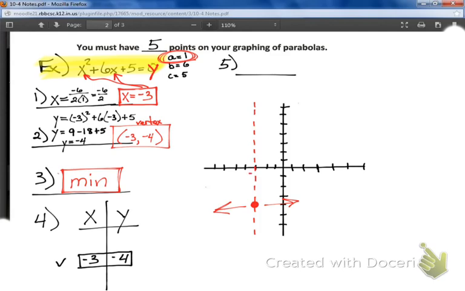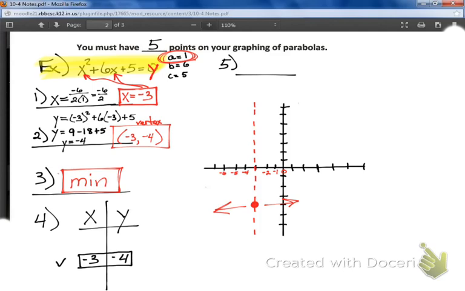Well, if this right here is -3, which it is, right, that spot right there is -3 on the x-axis. What is the number just to the right of -3? Well, that'd be -2. Another one to the right would be -1. Another one to the right would be 0. Going the other way, we'd have -4 and -5 and -6. So those are the numbers I'm going to use.